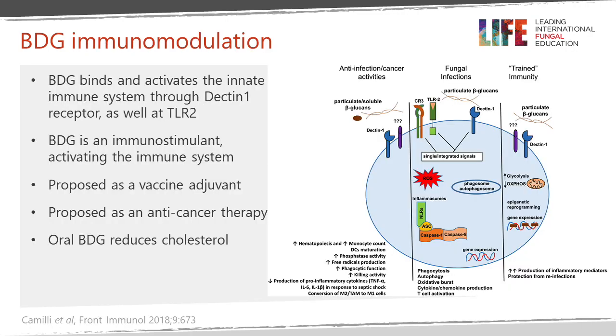Beta-D-glucan is a strong immunomodulator as well. It binds and activates the innate immune system primarily through attachment to the dectin-1 receptor as well as to toll-like receptor 2. It's an immunostimulant, and Beta-D-glucan therefore acts as a Th1 type of stimulant for the immune system, and to that extent it's been proposed as a vaccine adjuvant. It's also been proposed as an anti-cancer therapy. And oral Beta-D-glucan incidentally reduces cholesterol for reasons that are not entirely clear.